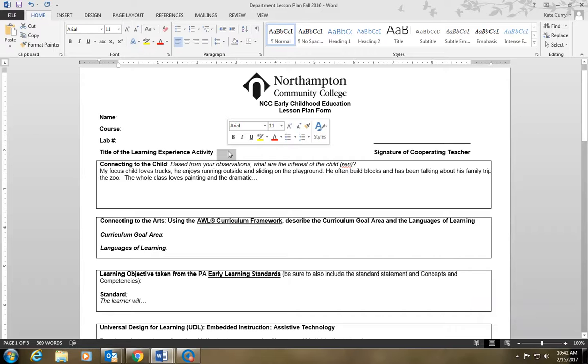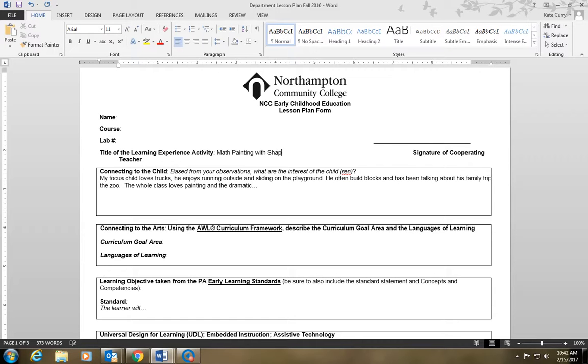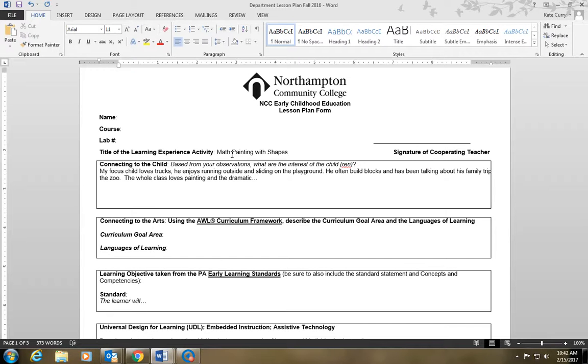When you write your lesson plans, you're also going to give a title. So in this case, if I was doing math painting, I would write math painting with shapes. Okay, so I would give a title, and I'm always going to put a lab number, the course, and my name. Okay, so that's the main idea.